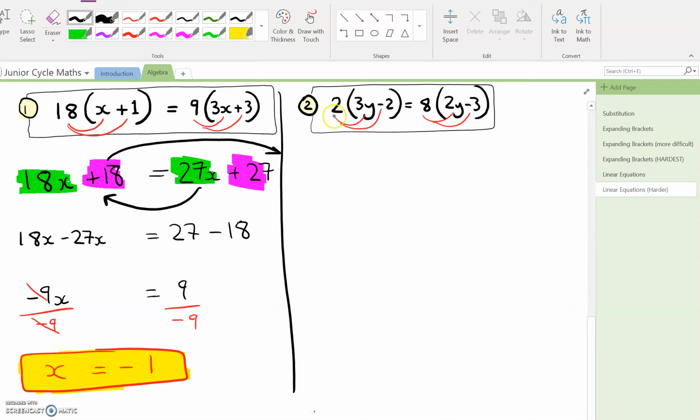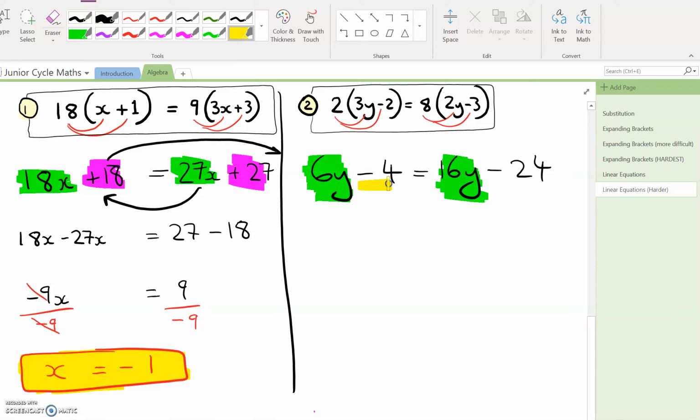Okay, over here, 2 by 3y is 6y, and 2 by minus 2 is minus 4. 8 by 2y is 16y, and 8 by minus 3 is minus 24. This time we're using y's, but it's the same thing. They're just letters that we don't know. We're about to find out though.